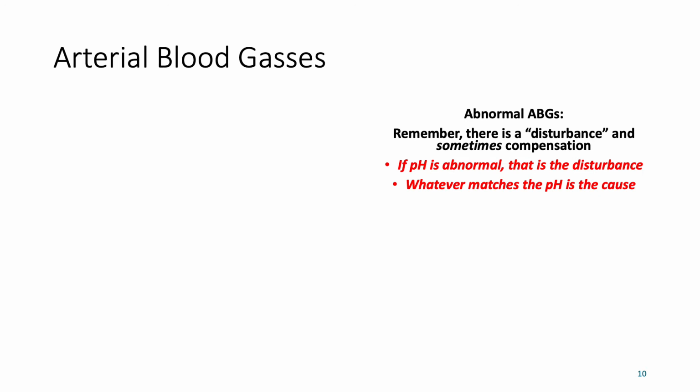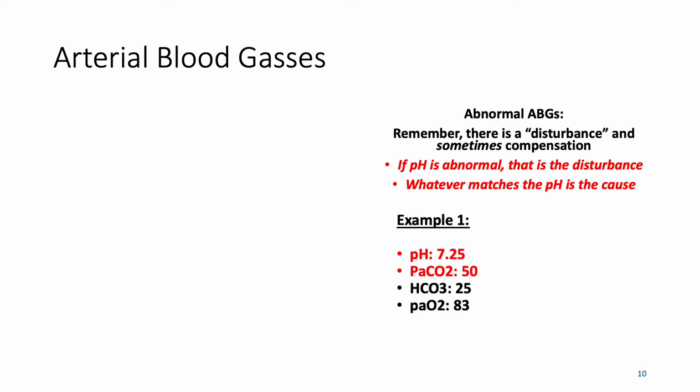All right, so let's take this a little bit further with some examples. Remember, the pH will always tell us what the overall problem is. If the pH is less than 7.35, we are in some kind of acidosis. And then if the pH is above 7.45, we are in some kind of alkalosis. And then we're going to be looking at the rest of the ABG to determine what caused that acidosis or alkalosis and if there was any compensation.